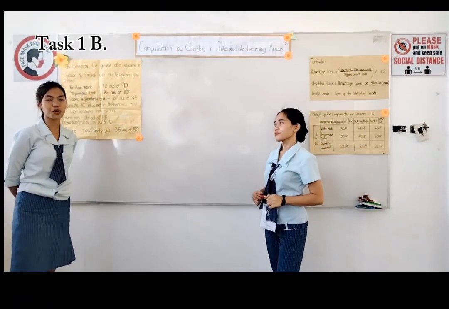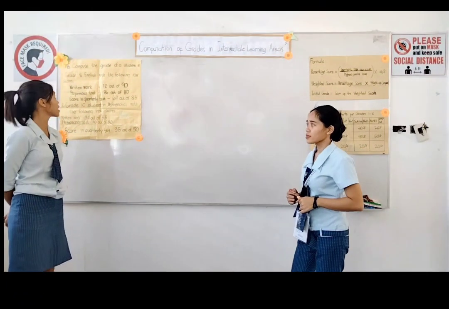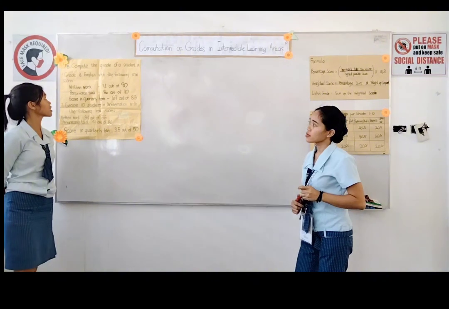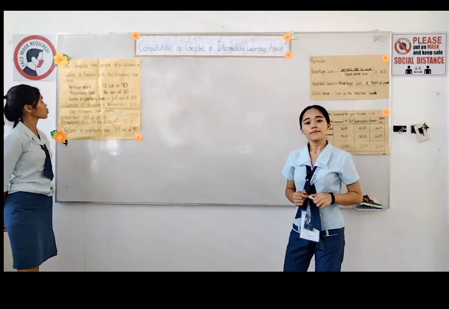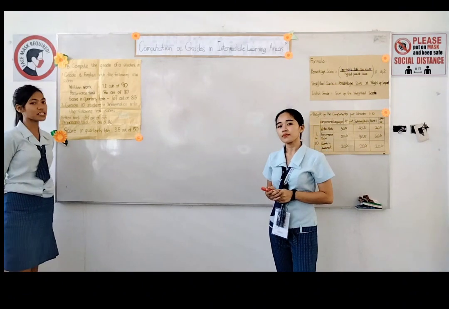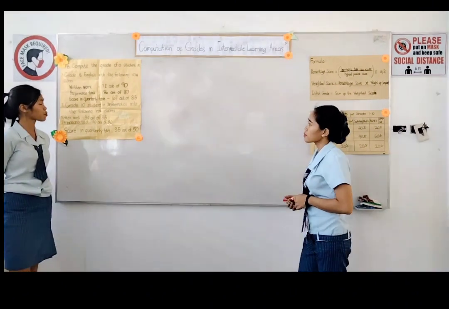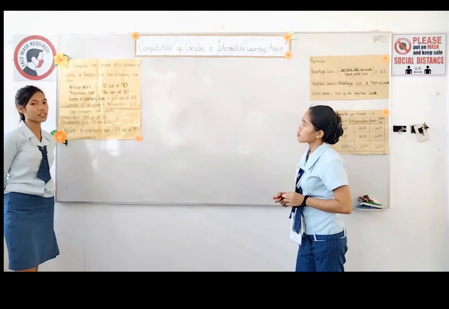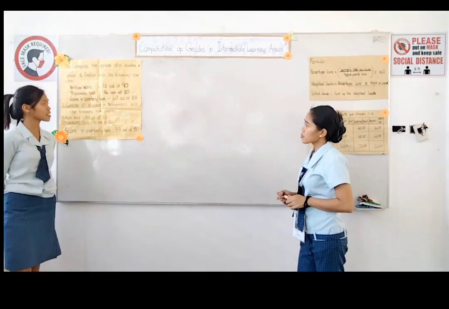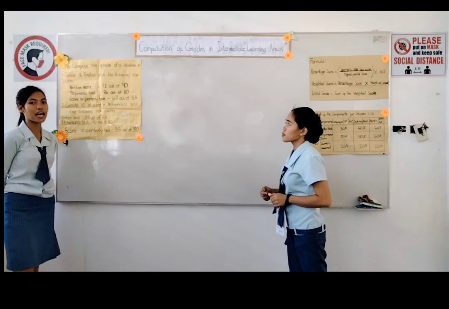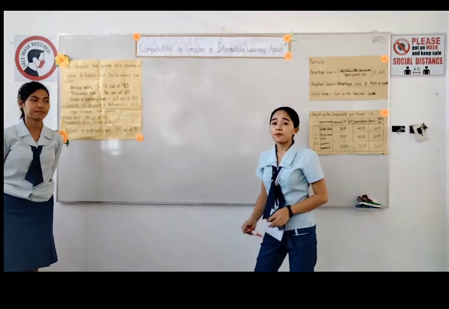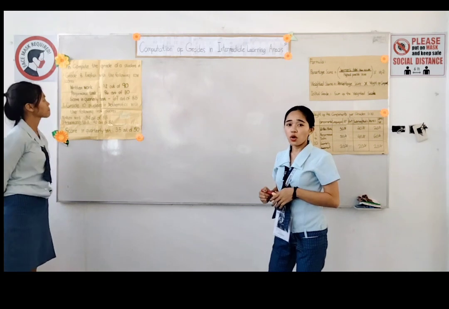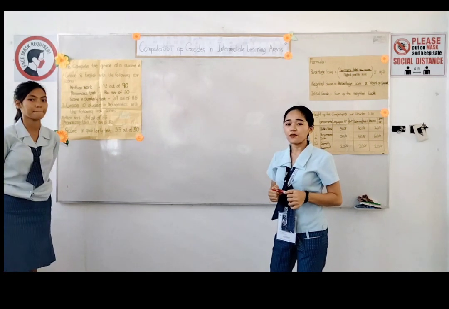So, this is the continuation of task 1, letter B. Compute the grade of a student in number 1, grade 8 English with the following raw scores. Written work 72 out of 90, performance task 86 out of 110, score in quarterly test 67 out of 85. We have to get the percentage score, weighted score, the initial grade and the final grade.